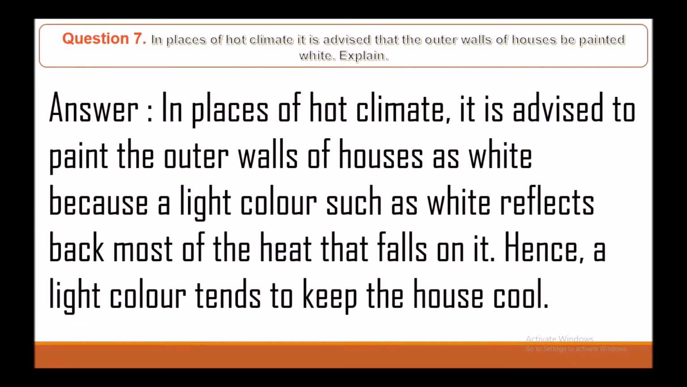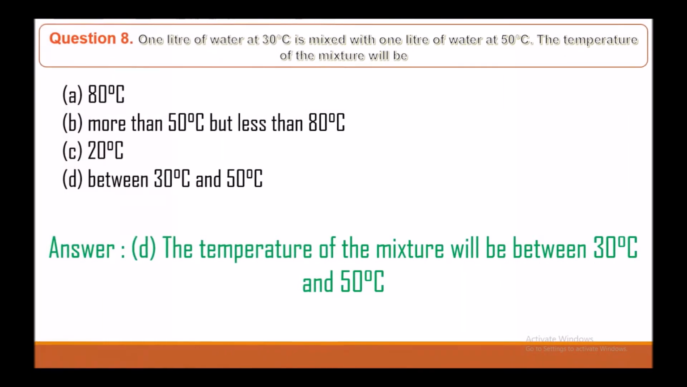Question 8. 1 liter of water at 30 degrees Celsius is mixed with 1 liter of water at 50 degrees Celsius. The temperature of the mixture will be: 80 degrees Celsius, more than 50 degrees Celsius but less than 80 degrees Celsius, 20 degrees Celsius, and the last option is between 30 degrees and 50 degrees Celsius. So the answer is D. The temperature of the mixture will be between 30 degrees Celsius and 50 degrees Celsius.